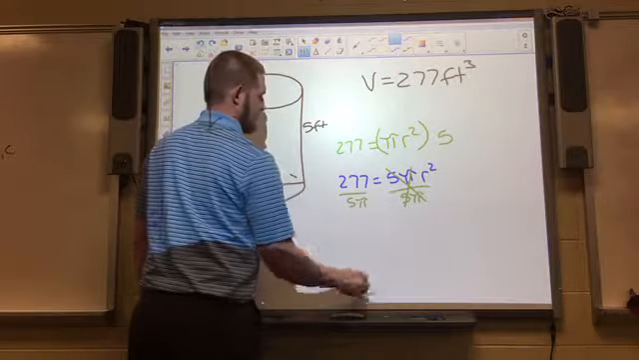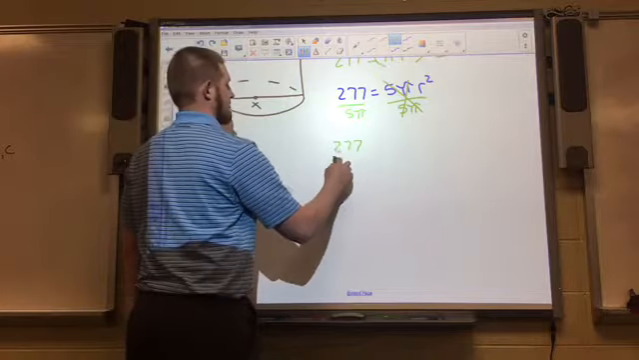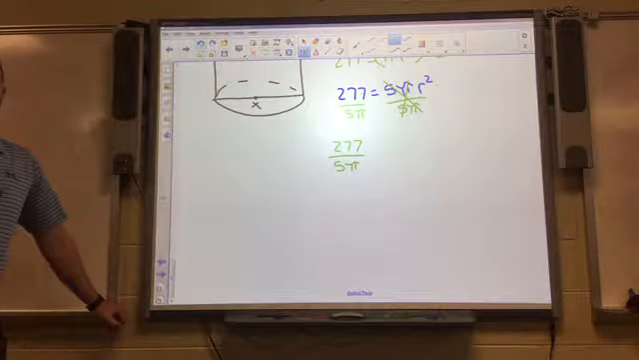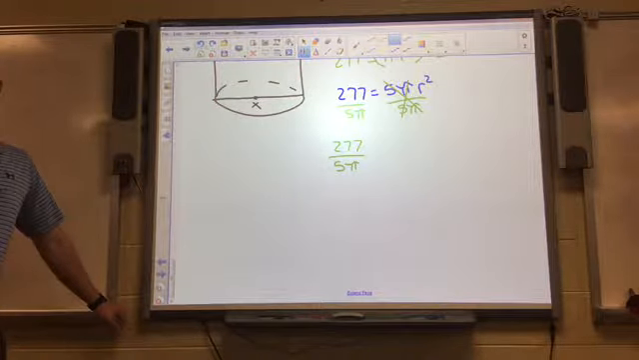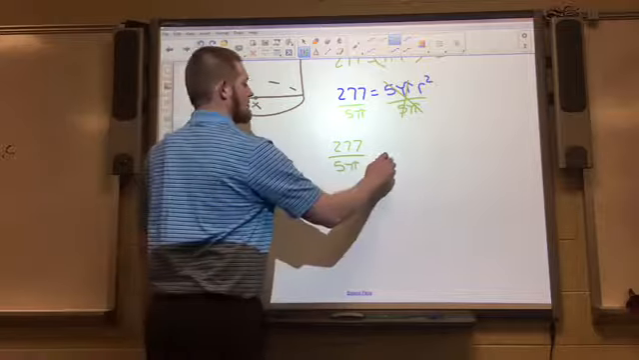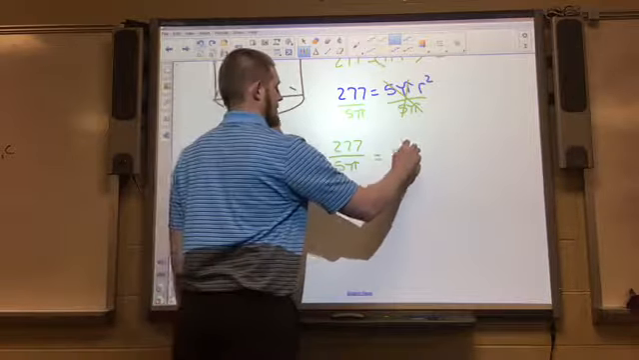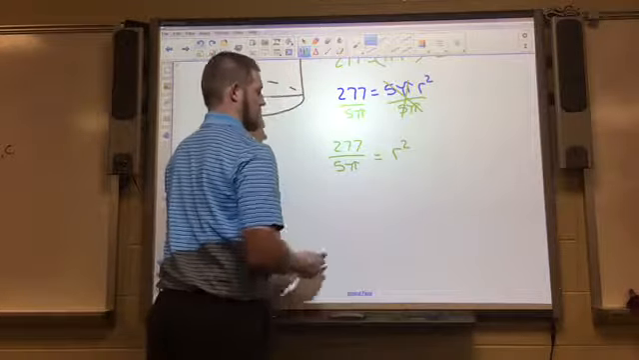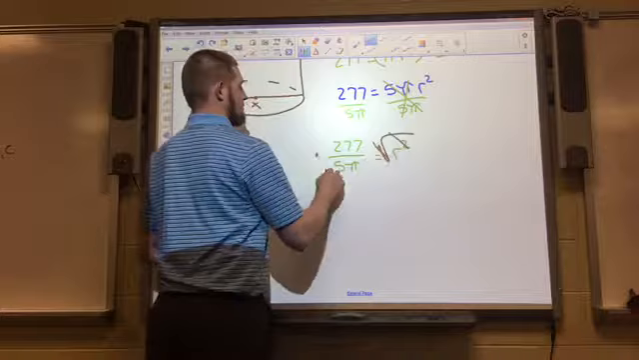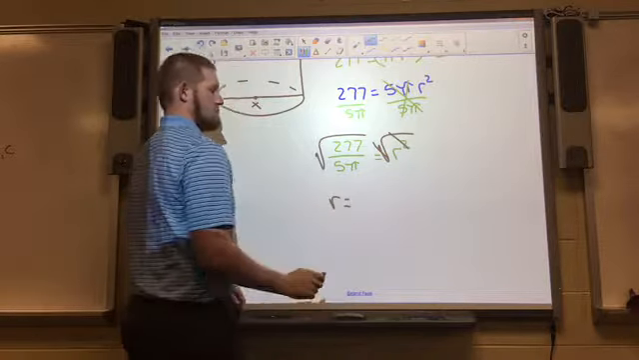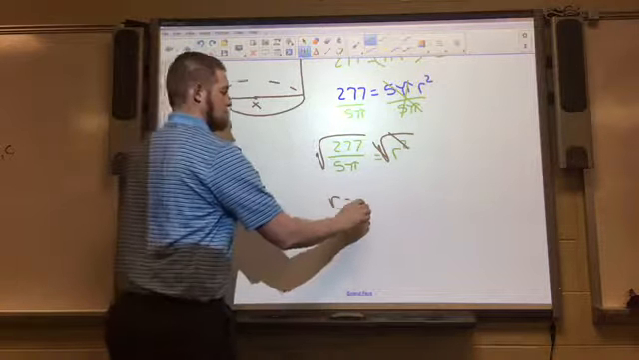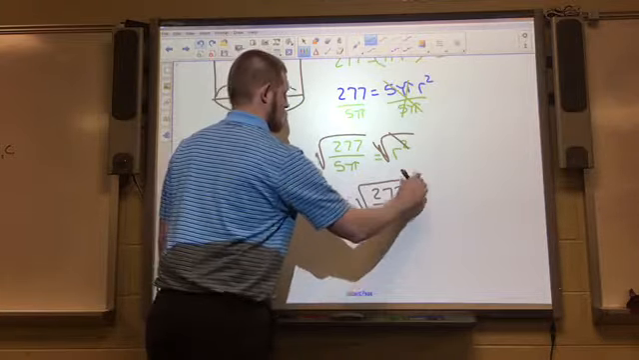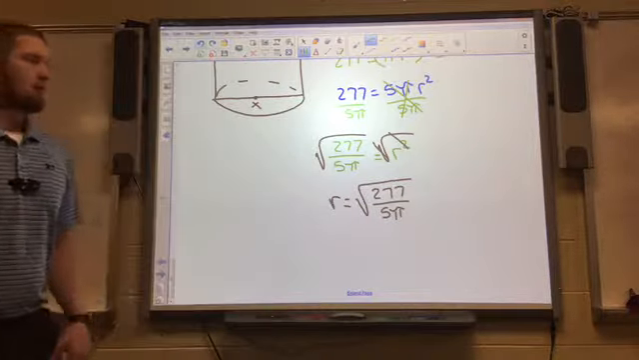Now personally, I'm going to leave this as 277 over 5 pi, because then I don't have to type anything in my calculator. I don't have to worry about decimals. I don't have to do any of that. Equals r squared. Now, square root. So r equals... okay. Is that an acceptable answer? Yeah, that's fine.